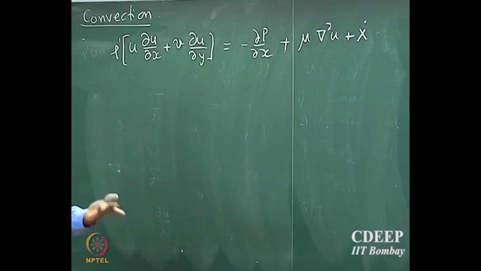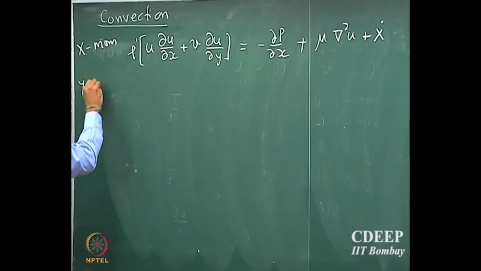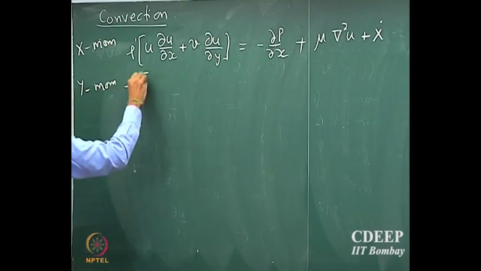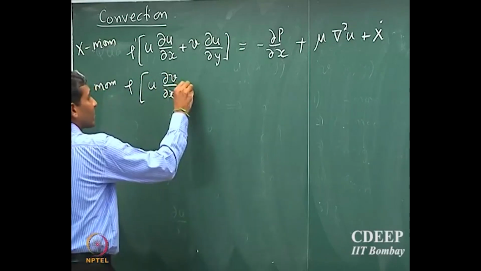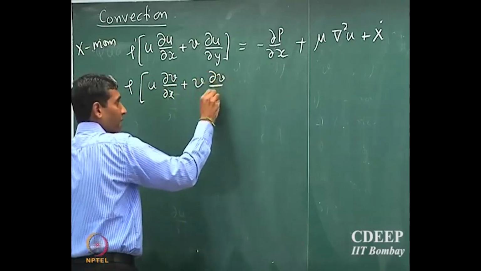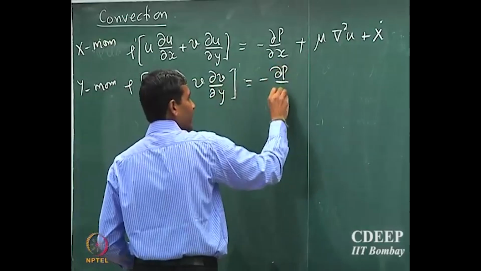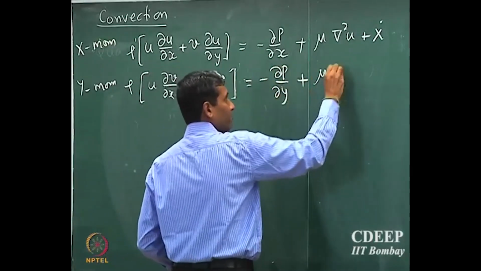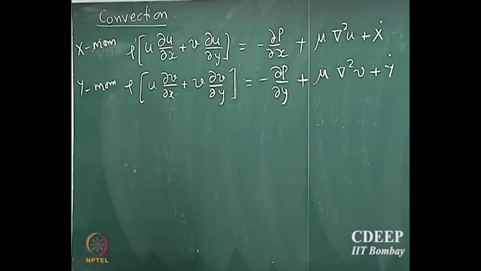Of course, the laborious way is to write the shell balances, and the intermediate way is to start from Navier-Stokes, okay? Alright, so this is the x component momentum balance. Similarly, we can write the y component momentum balance: rho into u dv by dx plus v dv by dy is equal to minus the pressure gradient in the y direction plus mu del square v plus y dot. If I assume y dot is the body force in the y direction, that is the y component momentum balance.